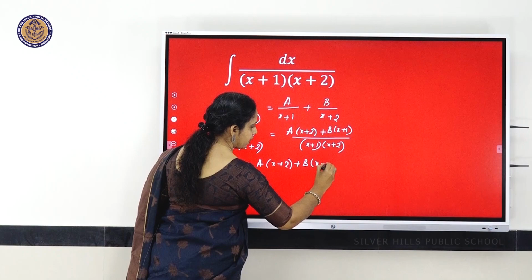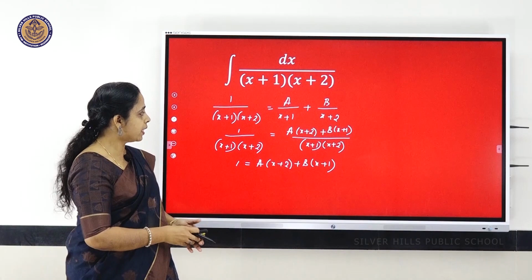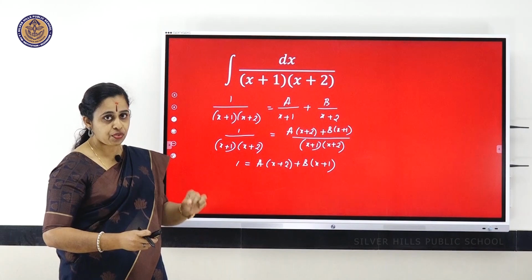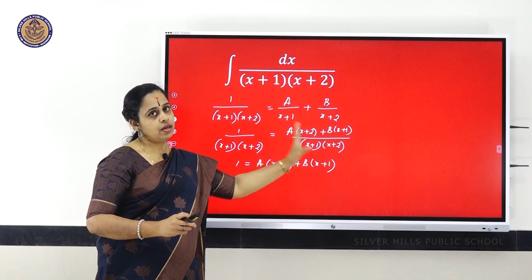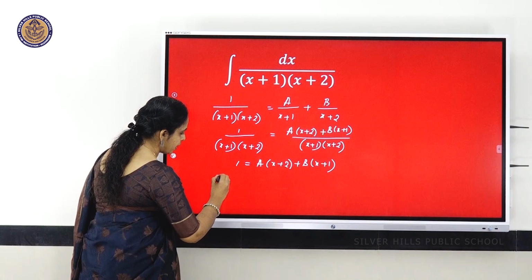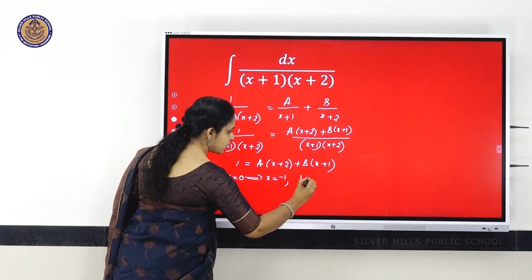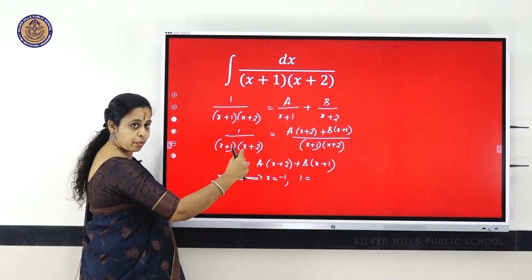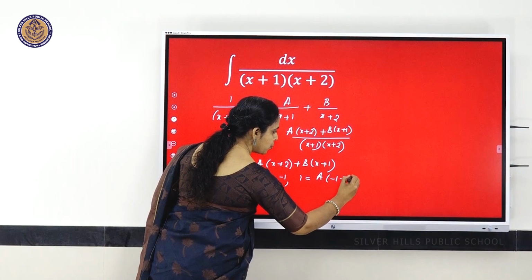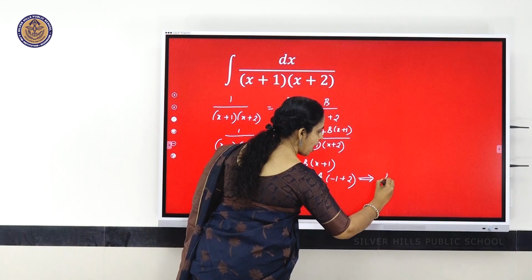Now, to find the values of A and B, we can set each of the factors equal to 0. The value we get for x, we will substitute, so that one among A and B will be eliminated and we will get the value of the other constant. So let us put x plus 1 equal to 0, meaning x equals minus 1. In this equation, 1 equals, when you put x plus 1 equal to 0, automatically B becomes 0. Then the remaining A into minus 1 plus 2. Minus 1 plus 2 is 1. So from this we get the value of A as 1.